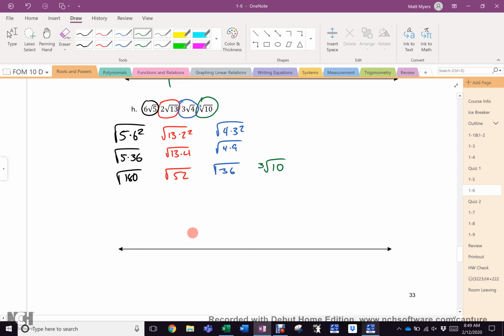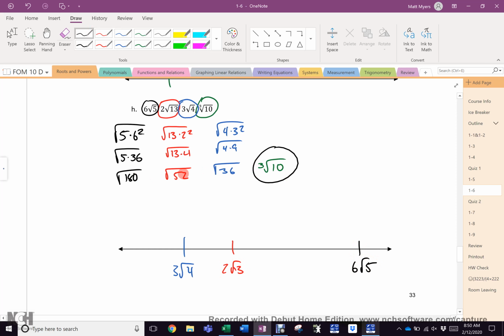So that's going to be down here. 3 root 4. And then, obviously, the red one at 2 root 13. And then the black one way out here at 6 root 5, right? Because 180 is way bigger than these other ones, yeah? So now we're stuck with this one because it's cube root, not square root.